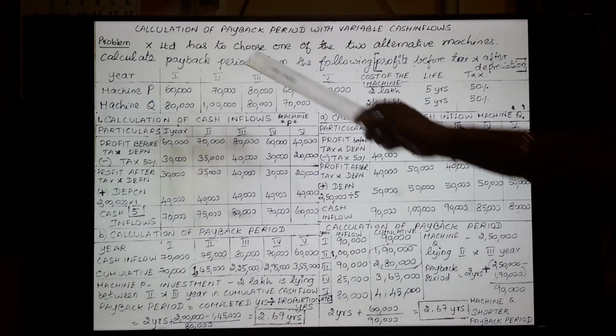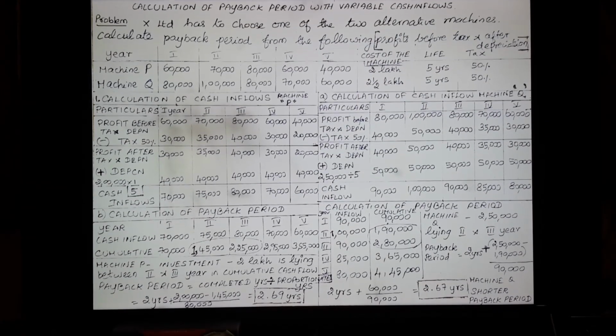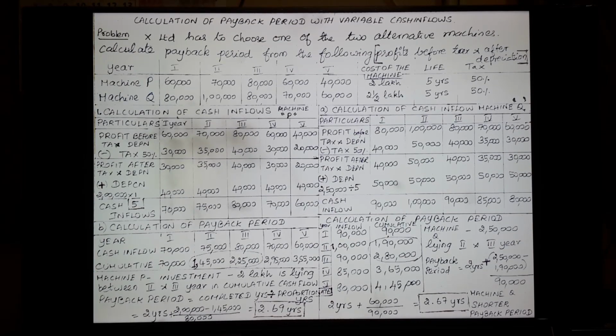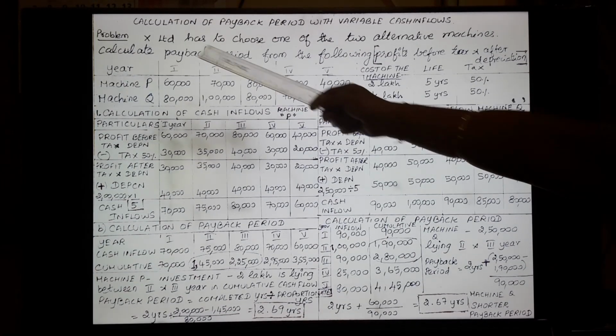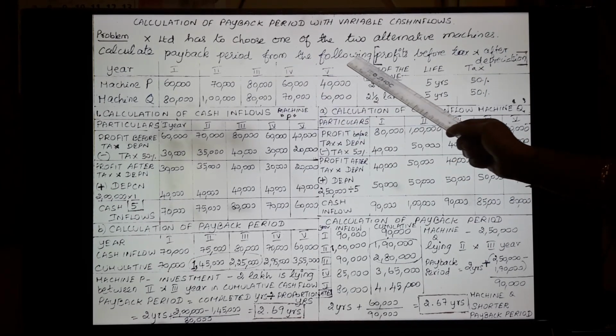We are going to see calculation of payback period with variable cash inflows. We have already discussed this in the last class, but this is a part C problem. First, let me explain the problem. X Limited has to choose one of the two alternative machines. Calculate payback period from the following.